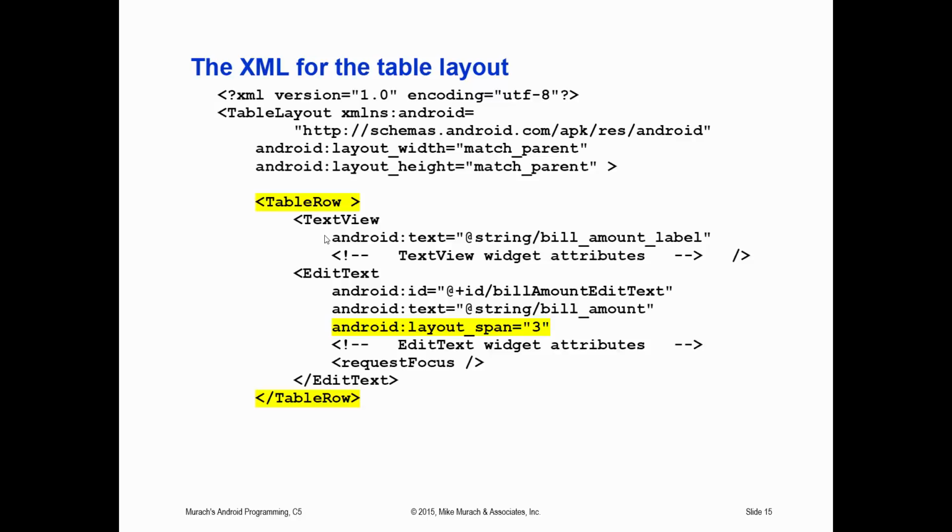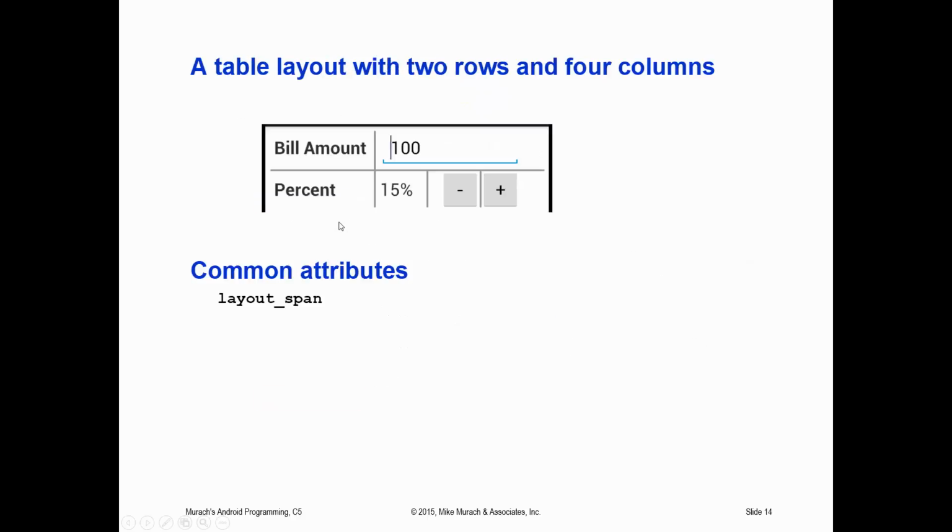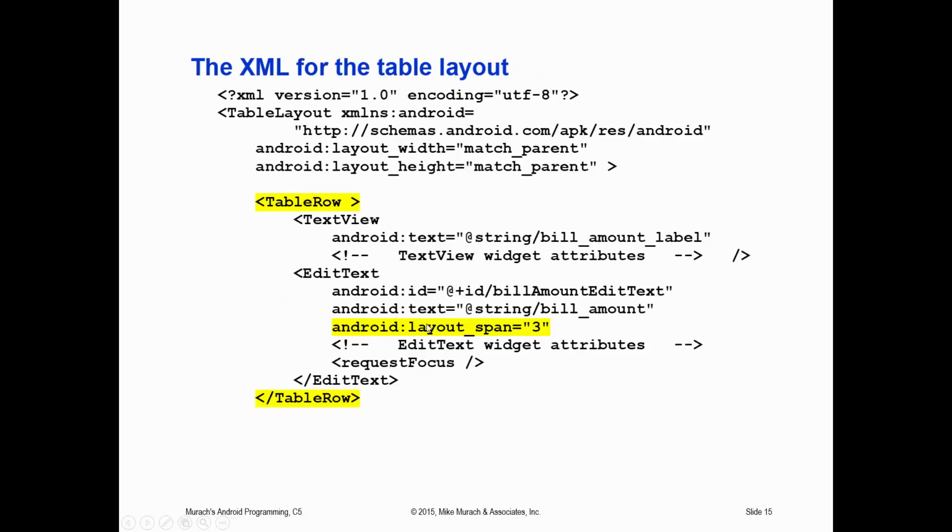If you need a widget to span multiple columns, you use this layout span, as we've done right here. One thing I like about the books, the Murach books, is on the slides here, they always show the stuff that stands out in yellow, but in your book, it's always a darker gray so you can see what it looks like.